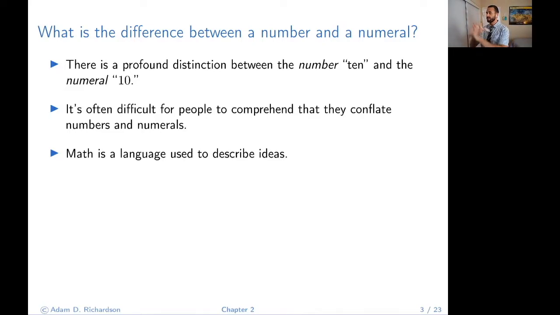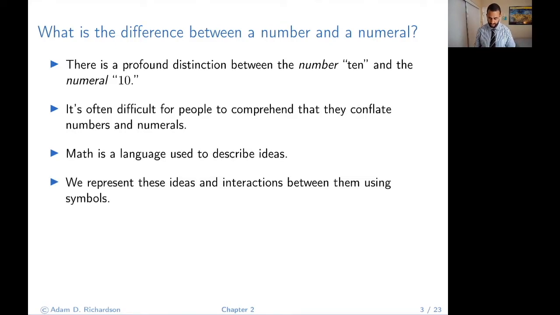We want them to be able to look at what they see in their own reality and in their own existence and describe it using this really powerful tool, mathematics. So we have to give them that ability, that language. We represent these ideas and interactions between them using symbols. So that's what those symbols represent.